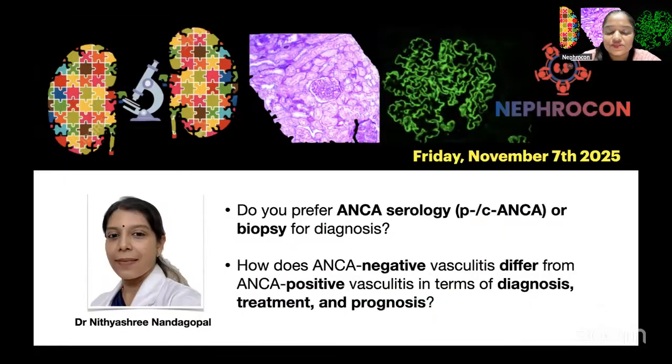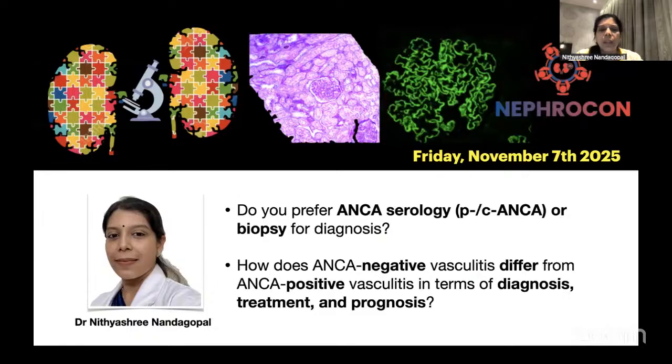The next question is, how does ANCA negative vasculitis differ from ANCA positive vasculitis in terms of diagnosis, treatment, and prognosis? So first is ANCA negative vasculitis. Yes, there will be some delay in coming to the conclusion that it is actually a crescentic GN, which can be ANCA negative. The reasons for the negativity can be that there are atypical antigens against which these ANCAs are directed. So there is a considerable delay in the diagnosis when it comes to ANCA negative versus ANCA positive, which is pretty straightforward.